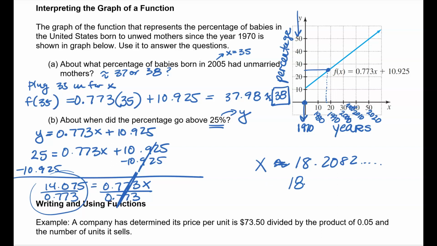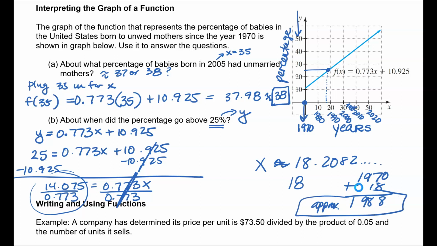But then we want to actually find what year that is. So remember, 1970 is like 0. So what we could do is say 1970 plus 18, and we add those, and we end up getting 1988. So it's approximately 1988 would be the year where the percentage goes above 25.